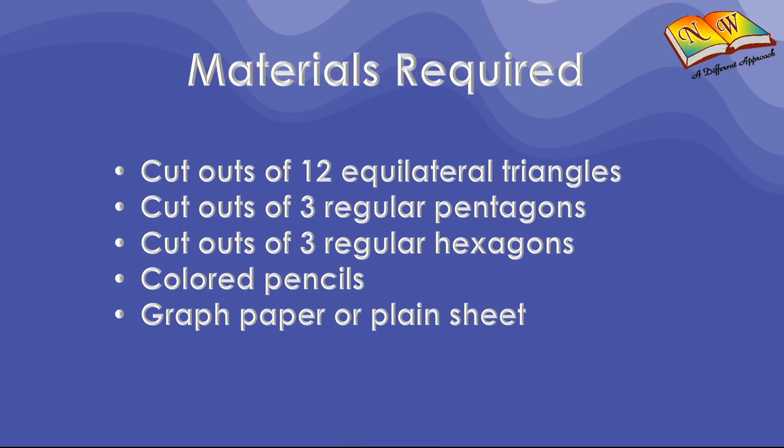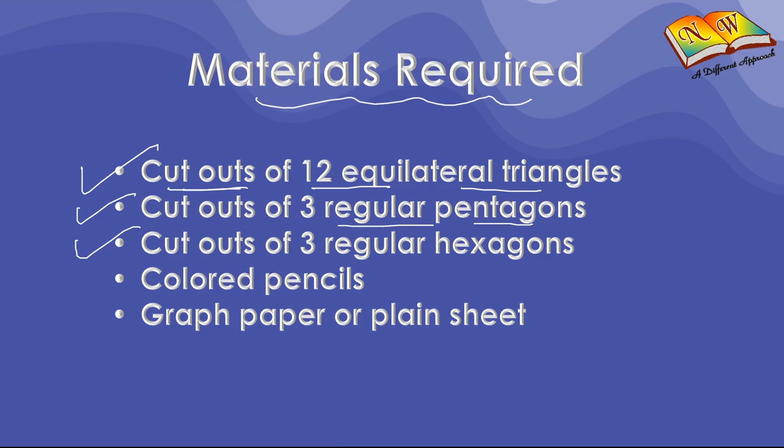Let's see what is the material required to perform this activity. We require cutouts of 12 equilateral triangles, then cutouts of 3 regular pentagons, cutouts of 3 regular hexagons, colored pencils, graph paper or plain sheet of papers, and then the regular things like pencil, ruler, eraser, etc. Let's perform this very interesting activity of tessellations now.